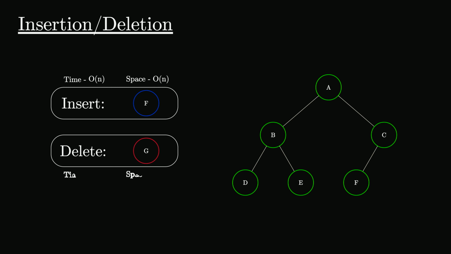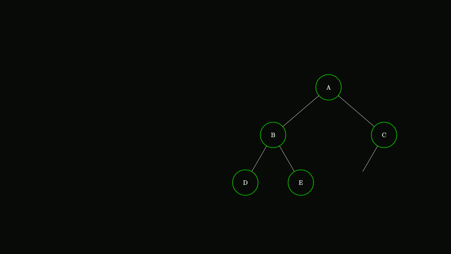Deletion has a time complexity of O(n) and a space complexity of O(n) for the same reasons as insertion. There are other cases of deletion, such as deleting a parent node, which requires careful handling of its children and subtrees. But again, I will save those for a follow-up video.